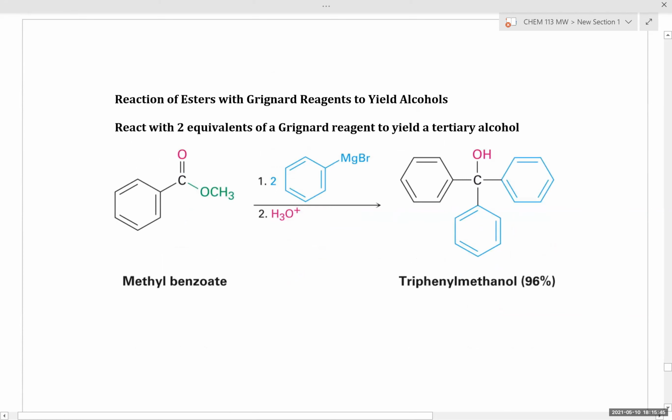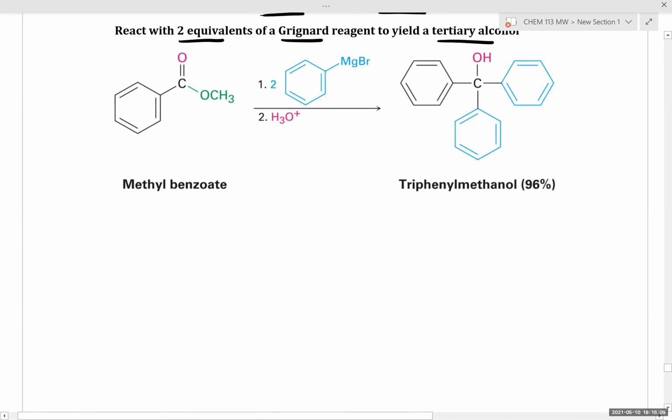And let's talk about another common reaction of esters, which is the reaction of esters with Grignard reagents to yield alcohols. As we learned previously, esters react with two equivalents of Grignard reagents to yield a tertiary alcohol. So these are quite useful to prepare symmetrical tertiary alcohols. So for example, if we take something like methyl benzoate and treat it with phenyl magnesium bromide, this will cleanly give the tertiary alcohol triphenylmethanol.